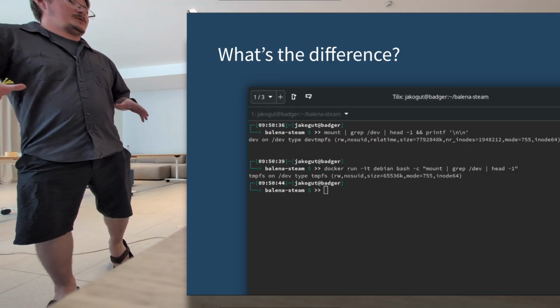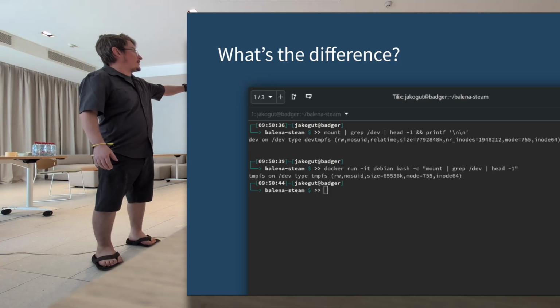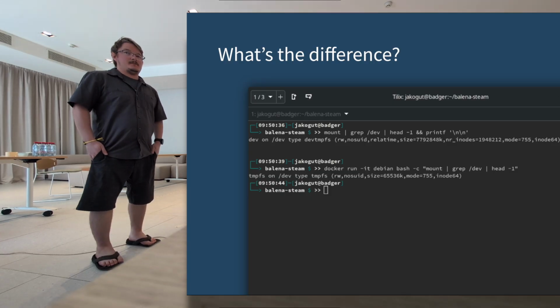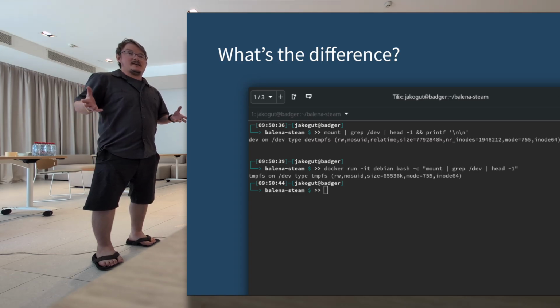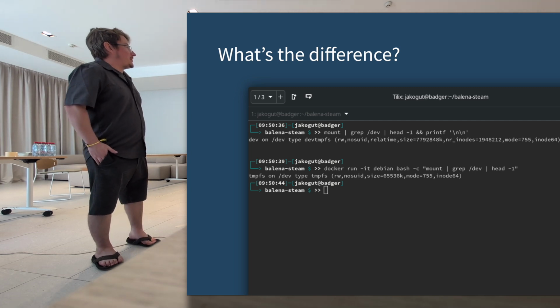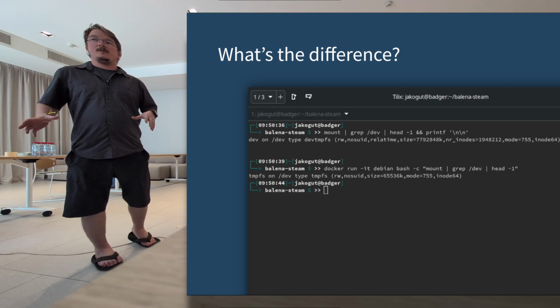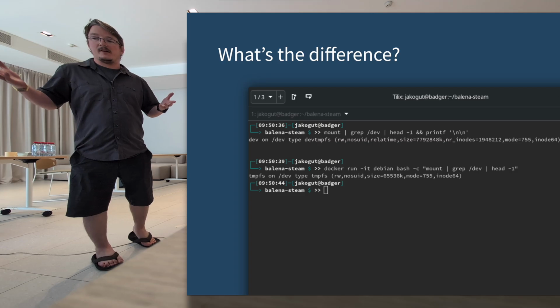So what's the difference between these? On my laptop, you'll see a devtmpfs mounted, and in my container, it's just tmpfs. tmpfs is basically a memory-backed file system. It's kind of a virtual file system. It's not backed by a block device. devtmpfs is actually a special file system the kernel will automatically create device nodes inside of as devices are probed or enumerated.